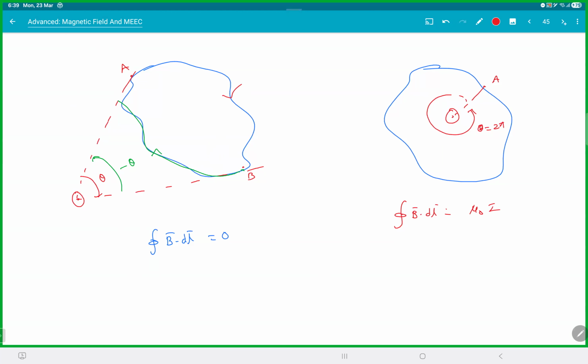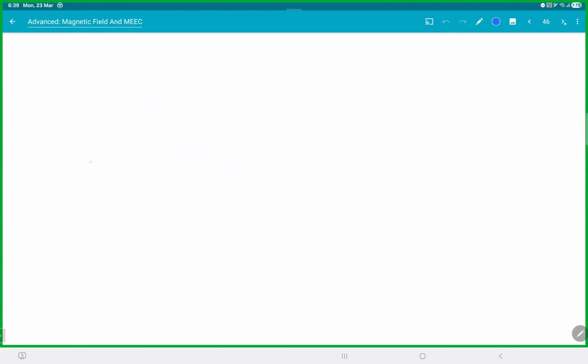So if I give you something like that, you can just use this and finish it up. It doesn't matter what is the shape of the wire. It only depends on the angles there. So based on this, you can also have a question.